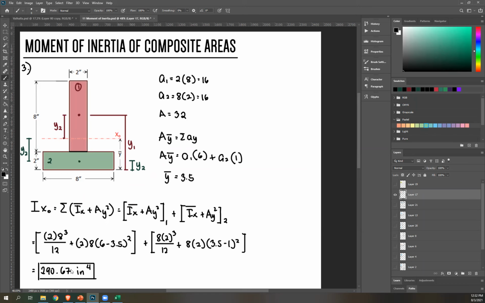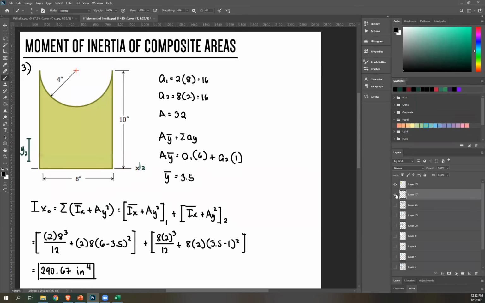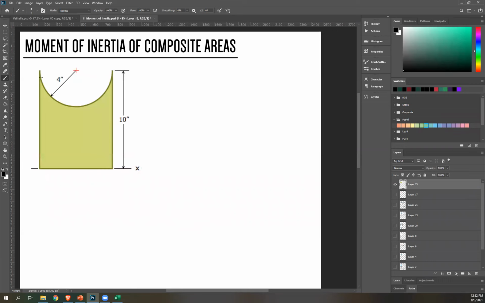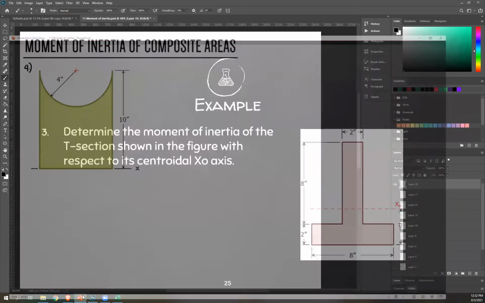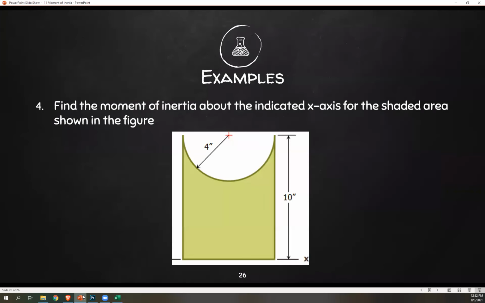Okay, no questions. So let's move on to the final problem solving number for this course, number 4. Find the moment of inertia about the indicated x-axis for the shaded area shown in the figure. So now we don't have just rectangles. We have a semicircle. So let's solve.